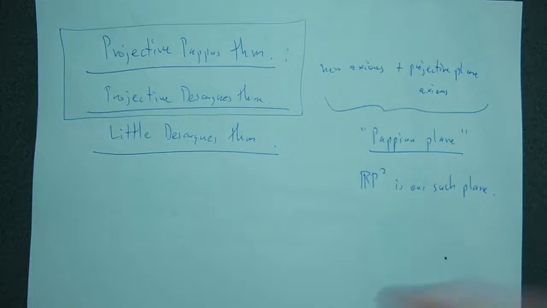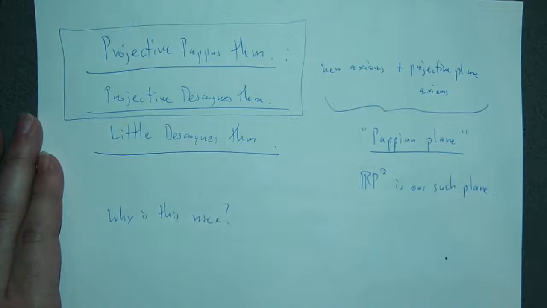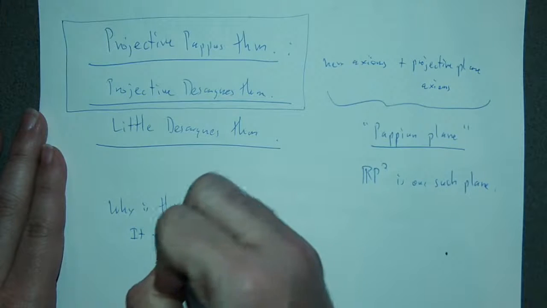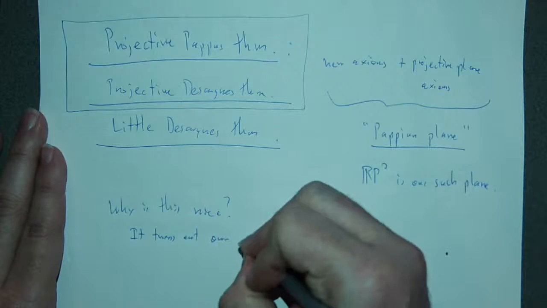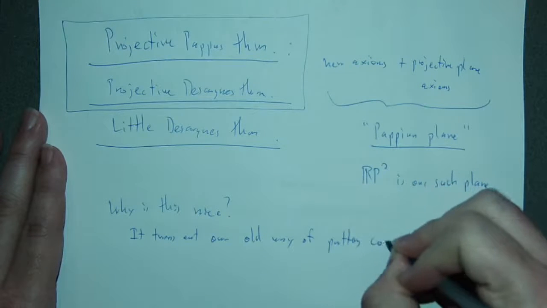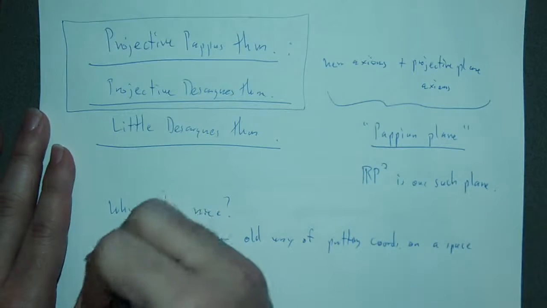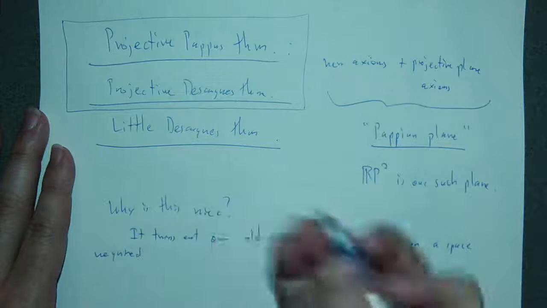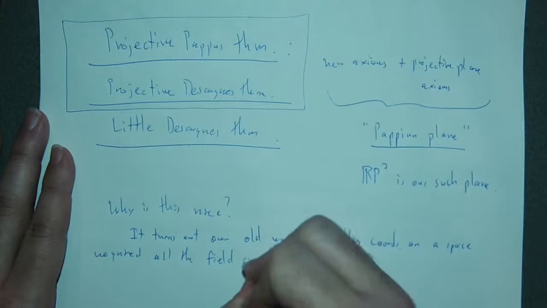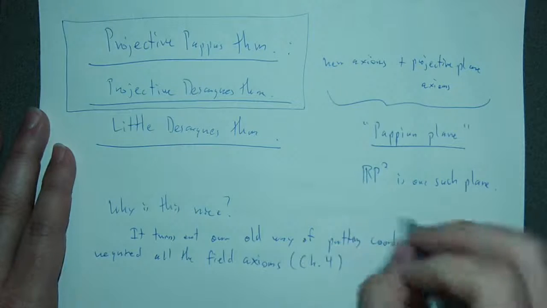Why is this nice? As I said, it turns out our old way of putting coordinates on a space required all the field axioms. You can refresh your memory. We went over this in chapter 4. We went over the list of field axioms.